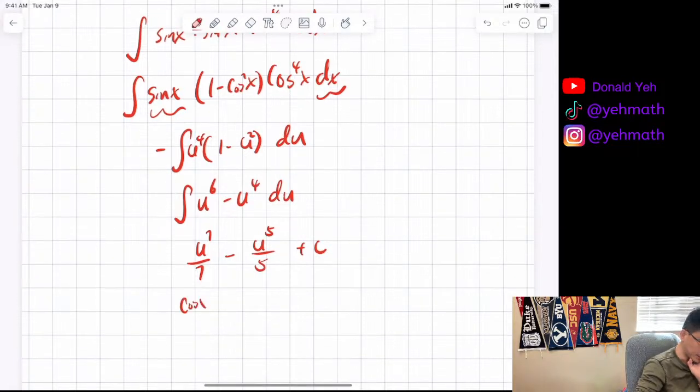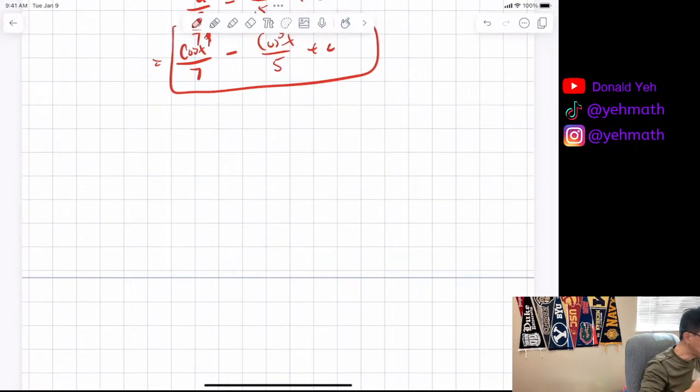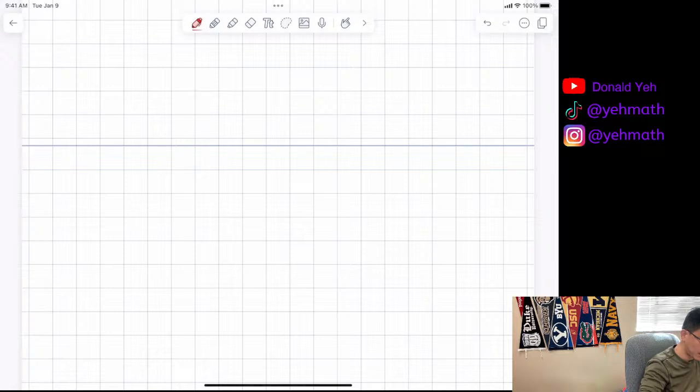Cosine to the 7th of x over 7 minus cosine to the 5th of x over 5 plus c. And that will be the final answer. So anticipate what is going on. Now I'm going to give you a definite integral. I want to see if you guys can figure this one out. But check before you go in further. Check with the other person what u is. And there's a definite integral.